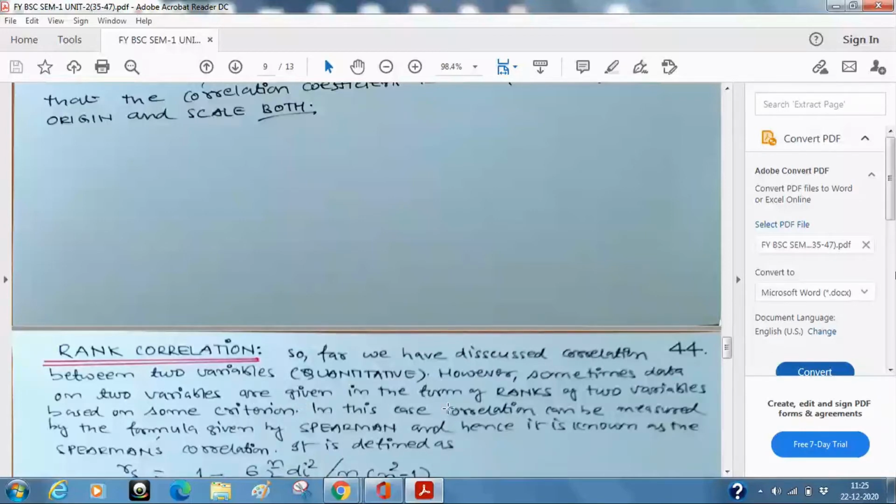So there is some criterion, which I am not specifying. In this case, the correlation can be measured by the formula given by Spearman, and hence it is known as Spearman's correlation. Okay, so what is the formula? Just now I'll tell you.